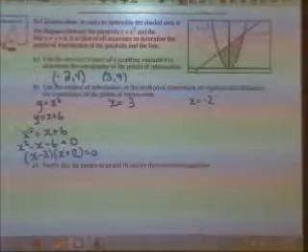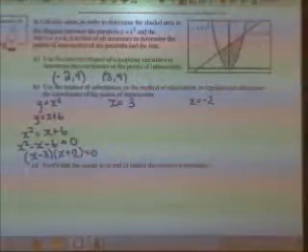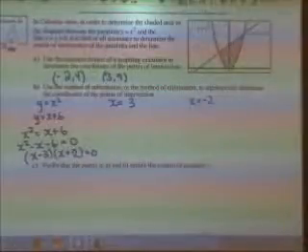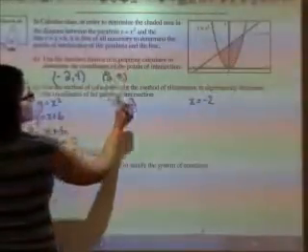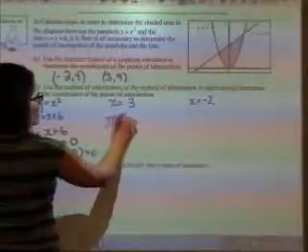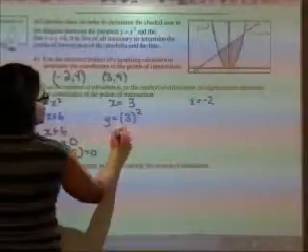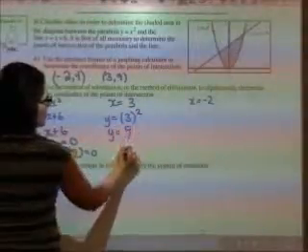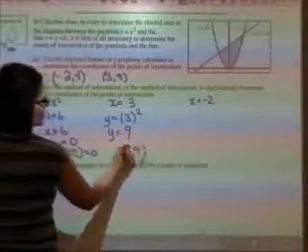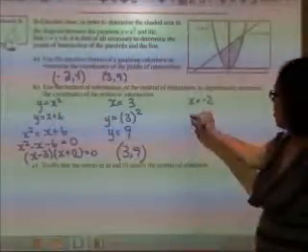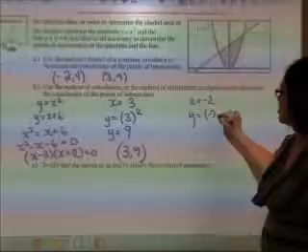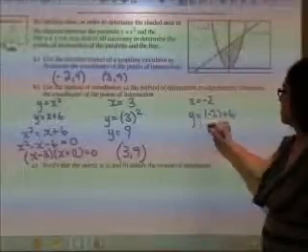Then I can choose either equation. I don't have to do this for both, but I can choose either equation and solve for the y value. If I use y equals x squared, y equals 3 squared, which is 9. There's my point of intersection. Or I could use the other equation, y equals negative 2 plus 6, which is 4.